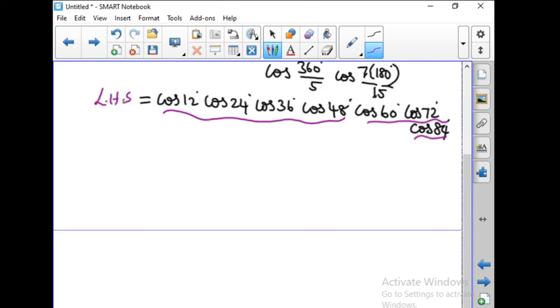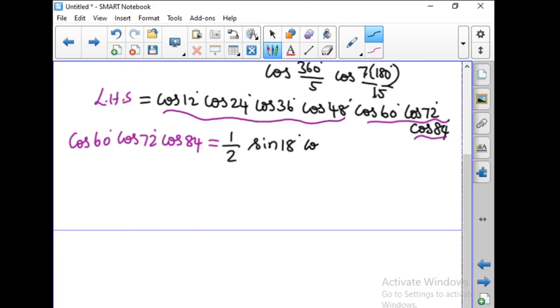So first let us start the problem with the first term. That is, we take the last 3 terms so that we can easily substitute the values: cos 60, cos 72, cos 84. What's the value for this? Let us find out. Okay, what is cos 60? Cos 60 value is 1 by 2. Cos 72 can be written as sin 18, and then cos 84 can be written as cos 36. Okay, so we have taken all the values for this.